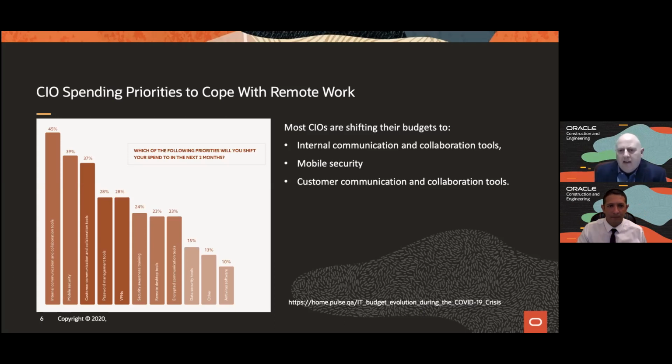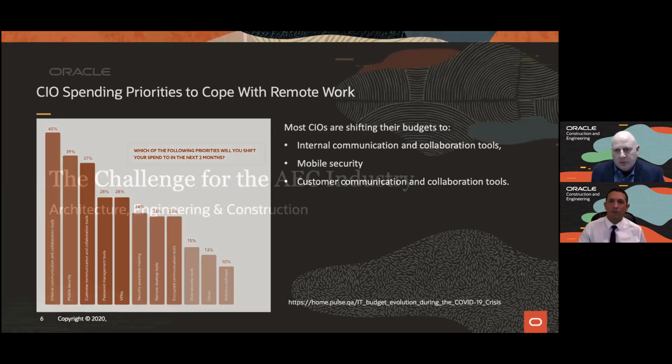And the third level where they will be spending money in the next couple of months is really about interaction and communication with the customer. How to get the internal team and the customer team to work together efficiently. So these three things make up the bulk of spending priorities from CIOs to enable their business to cope with remote work priorities. So it's definitely an important aspect.